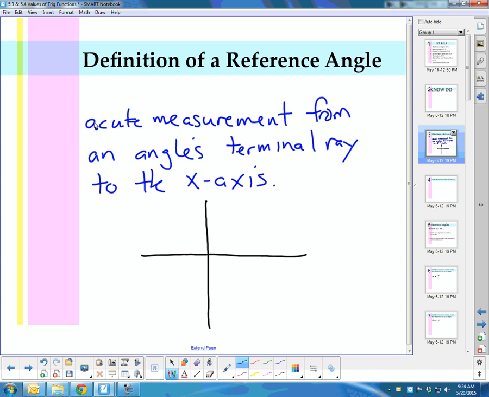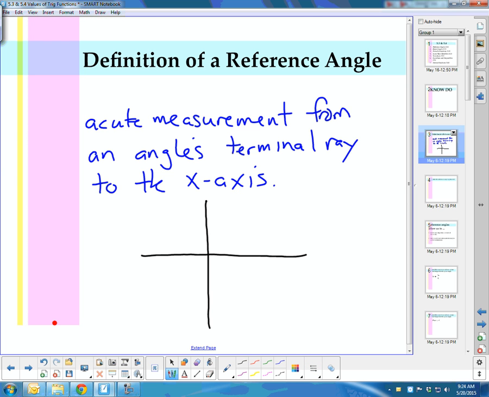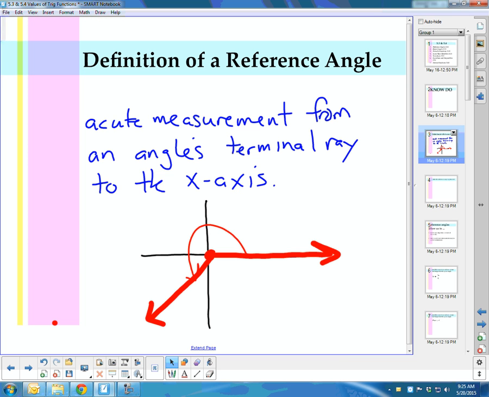So, for example, if I have my coordinate plane and I have my initial ray here and a terminal ray here, and I have designated this particular rotation to be the angle theta, and mark that as theta, then the reference angle would be this distance from the terminal ray to the x-axis, and we would designate it as theta sub r, as in the reference angle.